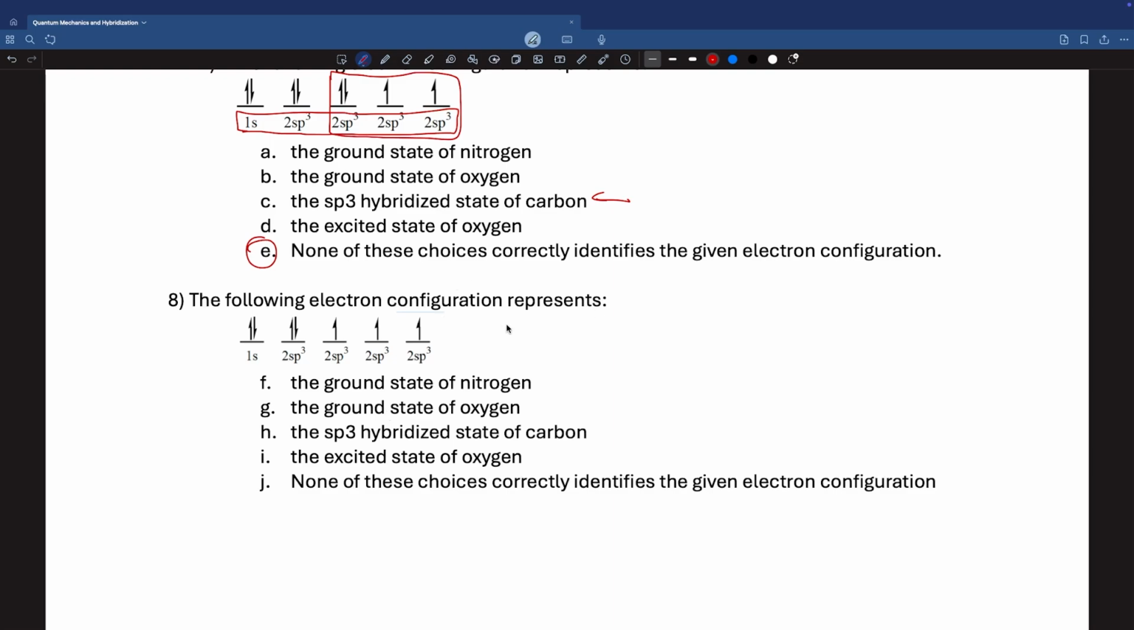Number 8 is asking us a similar question. So again, we have hybridized orbitals. And if we were to count it up, we would actually get 6 electrons. And this makes sense, right? We have 1, 2, 3, and then a fourth orbital with the proper number of electrons. And so this is the sp3 hybridized state of carbon.